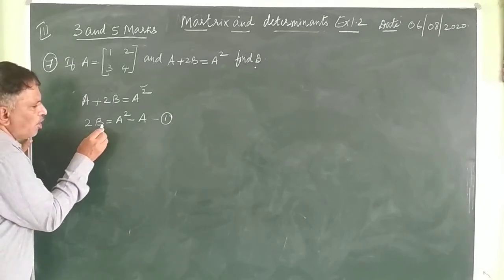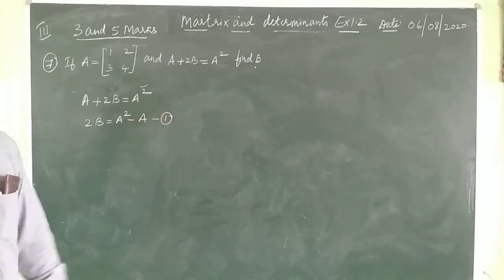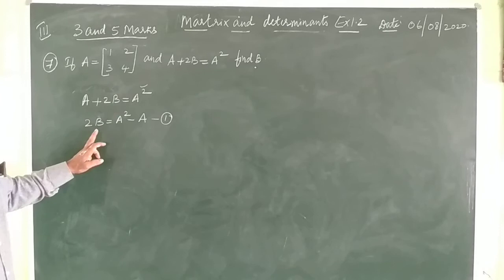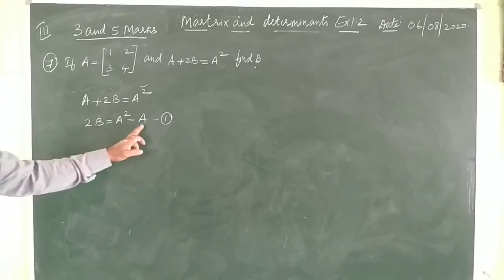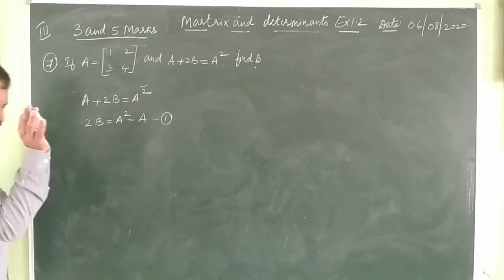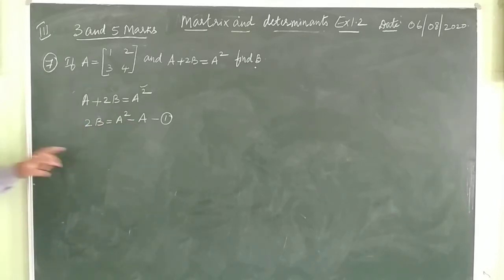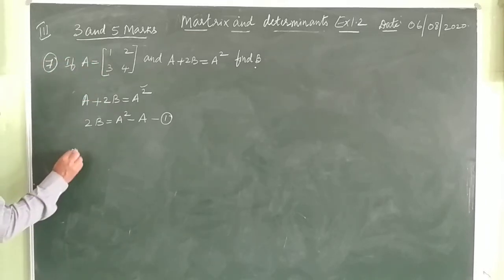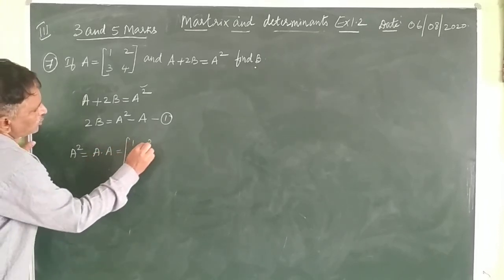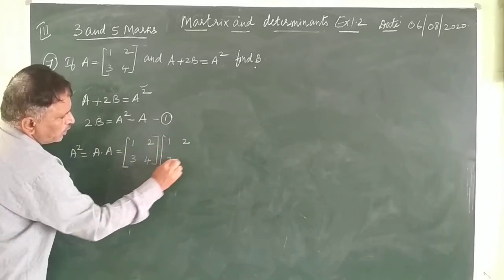First, what we have to do is separate the unknown matrix from the known matrices. Matrix B is the unknown matrix, whereas A and A square are known matrices. First we need to find A square. The A matrix has been given, and A square is equal to A into A. So this is 1, 2, 3, 4 into 1, 2, 3, 4.